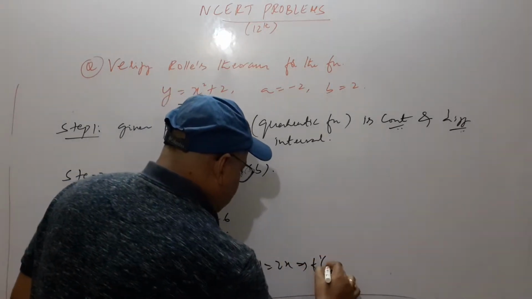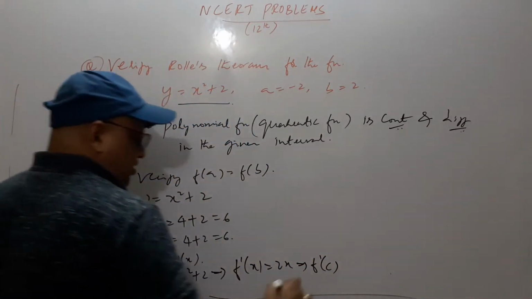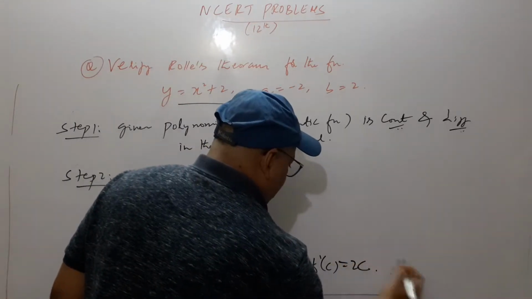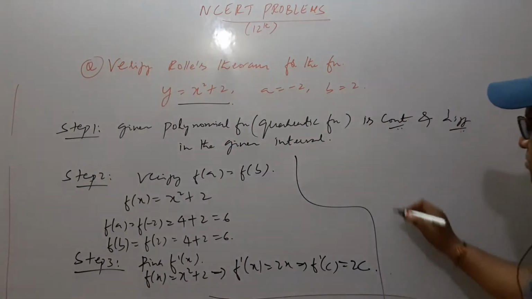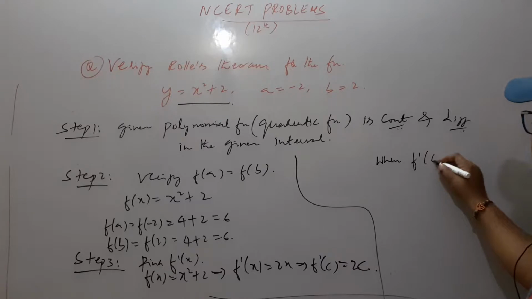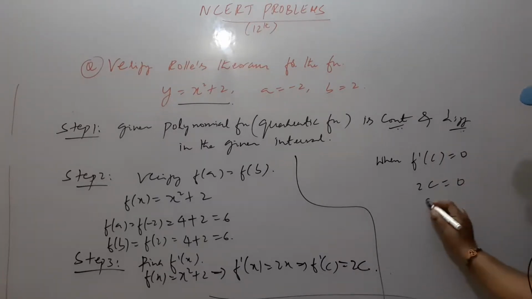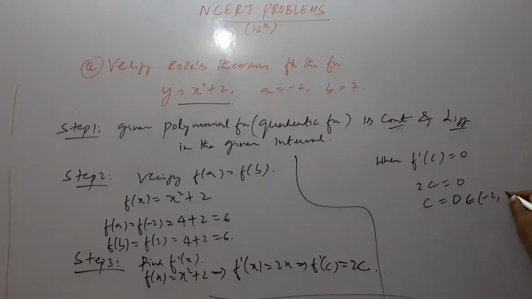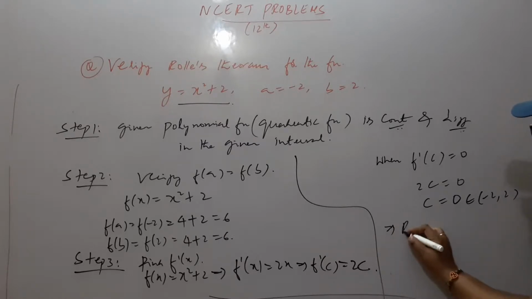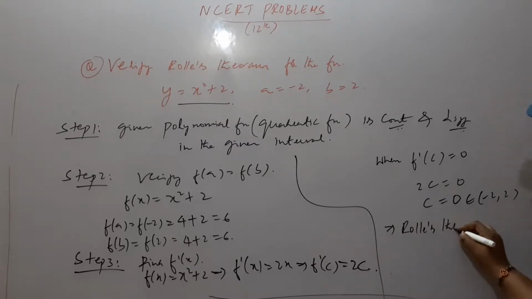This implies f dash c. I am taking x as c as per Rolle's theorem, that is the variable they have used in the definition. Now step 3 continued. When f dash c is equal to 0, 2c is equal to 0, c is equal to 0 by 2. 0 by any numerical value, positive or negative, will be equal to 0. So 0 belongs to the given interval minus 2 comma 2. So we can say Rolle's theorem is verified. Simple problem, make a note of it.